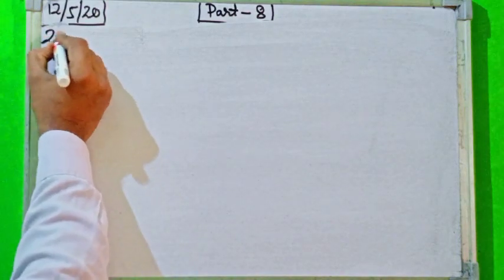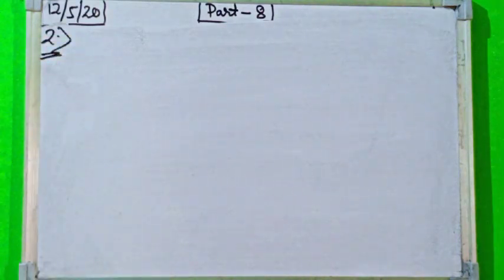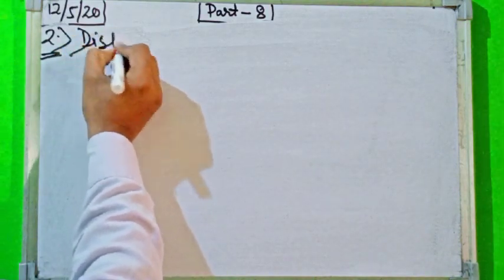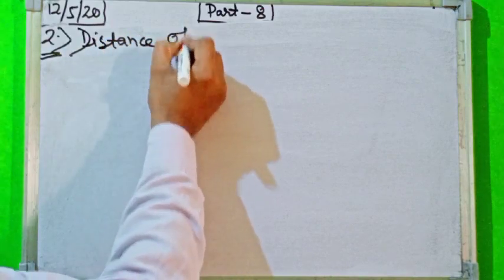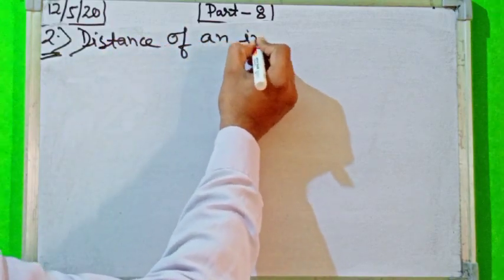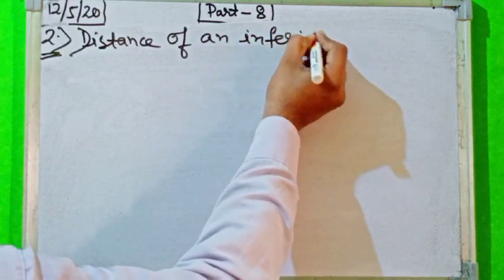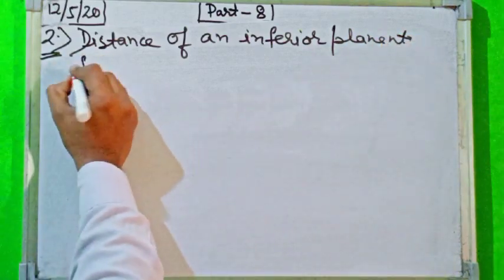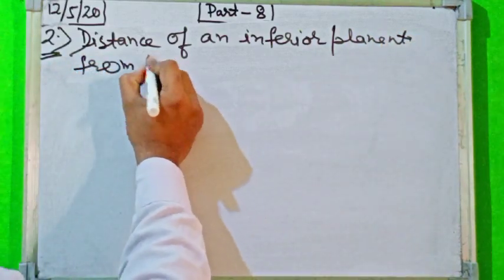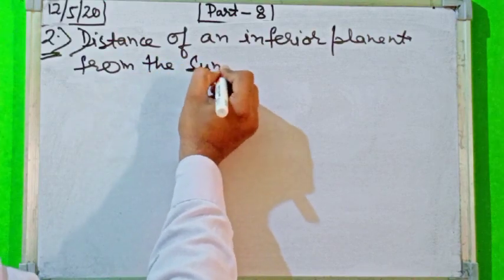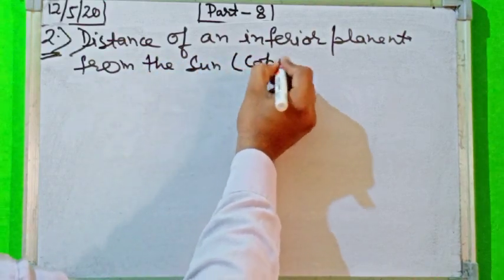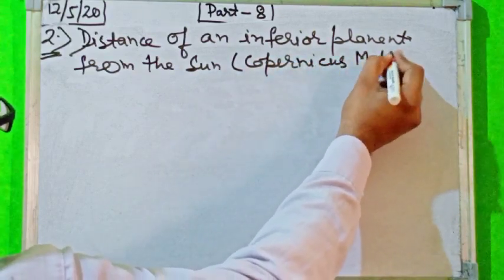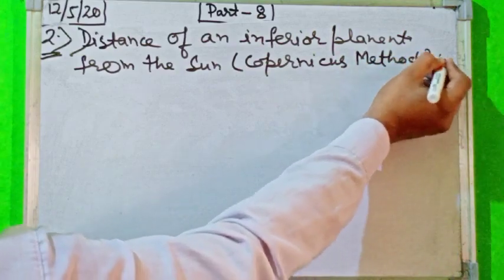Second one is the distance of an inferior planet from the sun. That is called the Copernicus method.